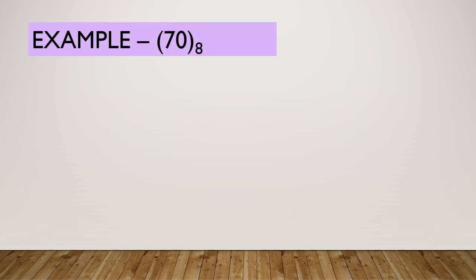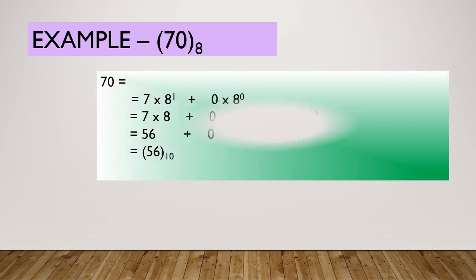let's consider an octal number 70. Multiply the first digit from the right side, 0, by the place value, which is 8 raised to power 0, and 7 by 8 raised to power 1. We get the required answer as 56 plus 0, which is 56. So the decimal equivalent of 70 in octal is 56 in decimal. I hope it is clear.